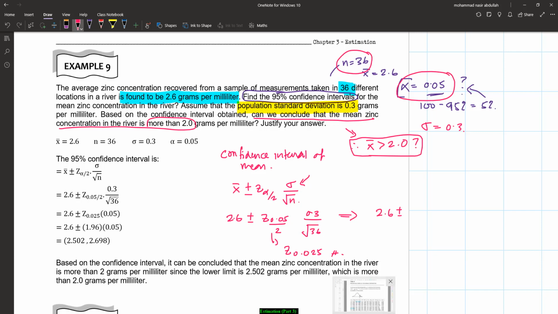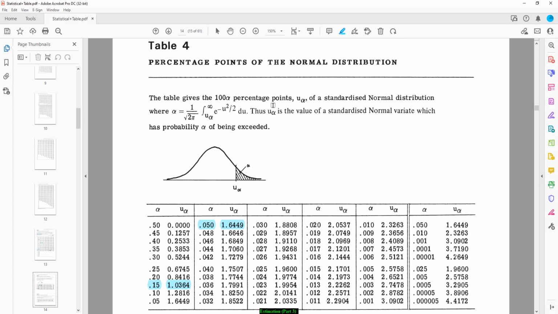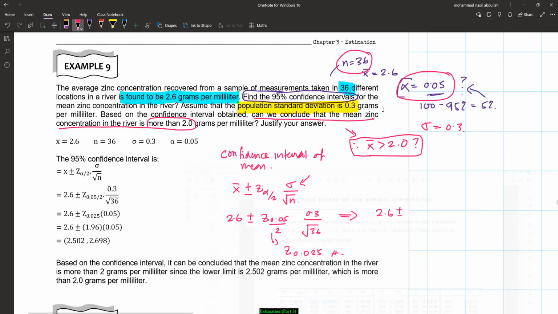Now let's look into the statistical table, Table number 4. Dia kata dekat sini, this is the alpha value. So 0.025 is somewhere here. This is the value for 0.025, which is 1.96. So we input the value 1.96 over here, multiplied with 0.3 divided by 6.